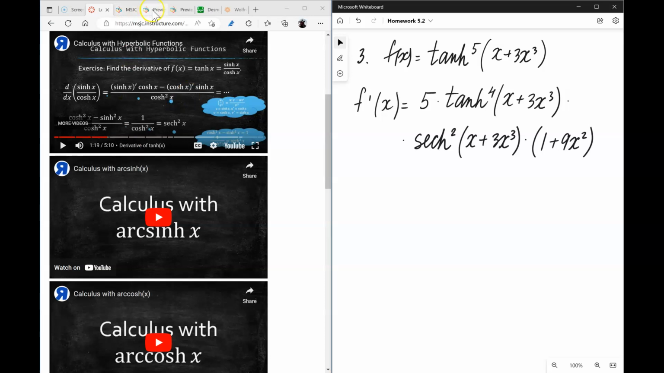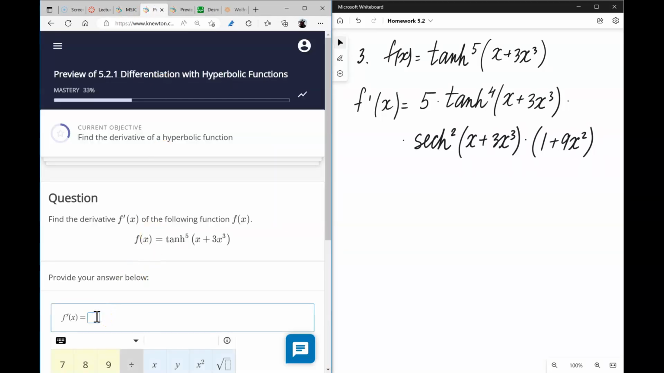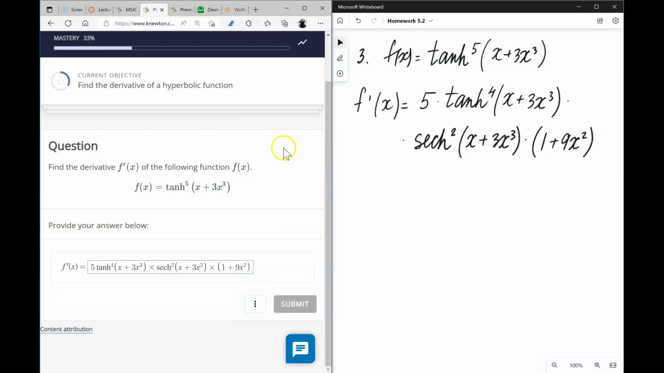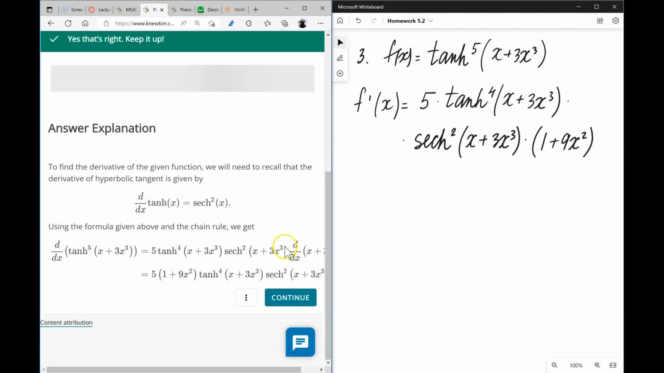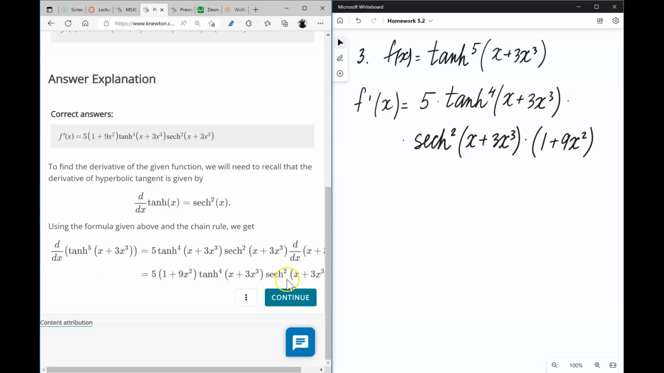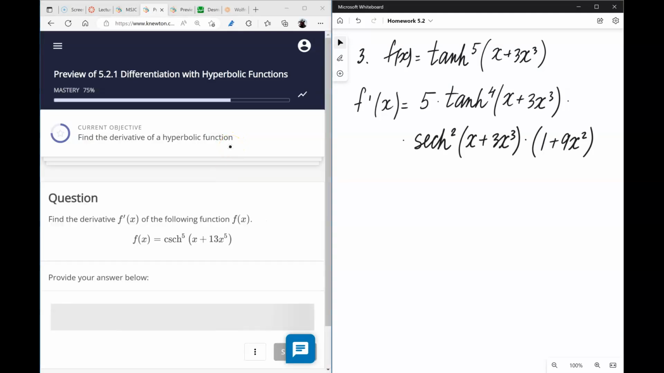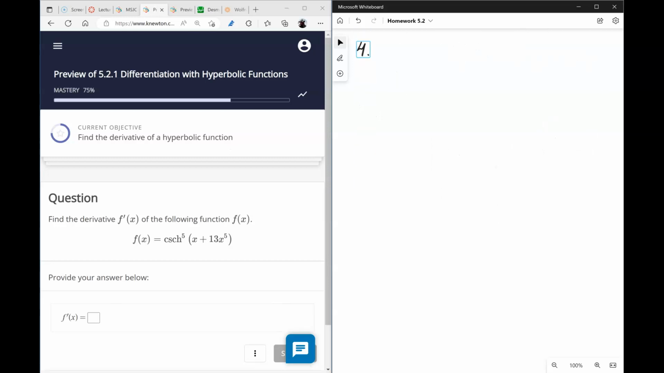So let's start typing the answer. 5 times hyperbolic tangent to the power 4 times hyperbolic secant squared times 1 plus 9x squared. All right, and next problem.